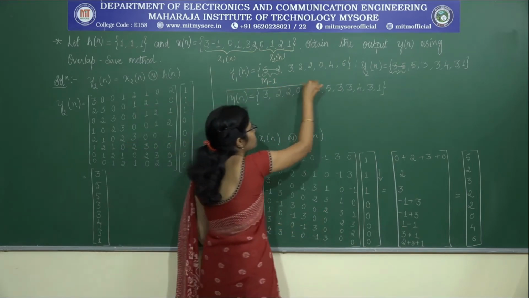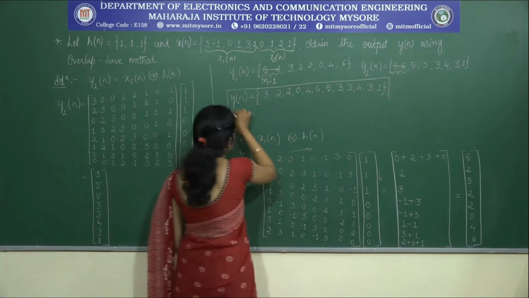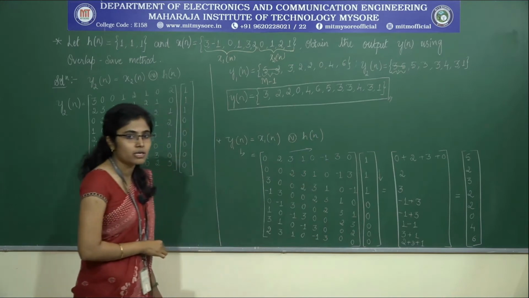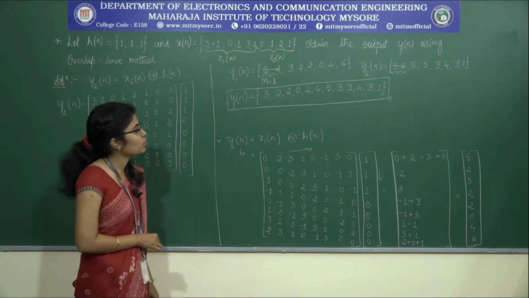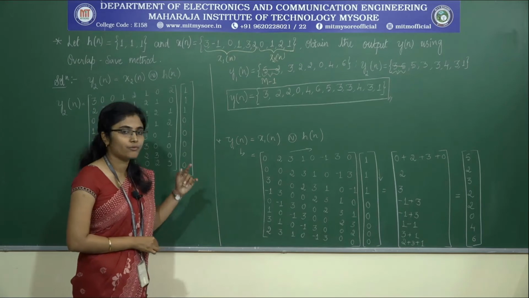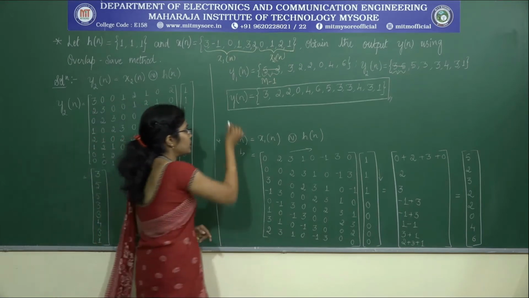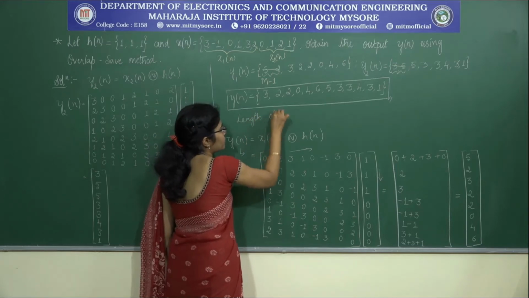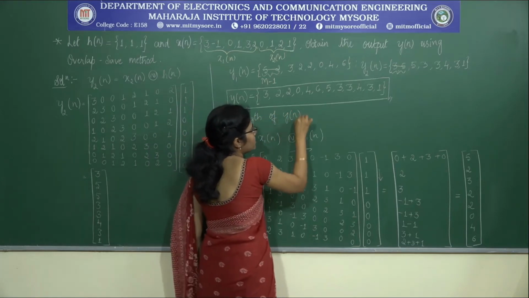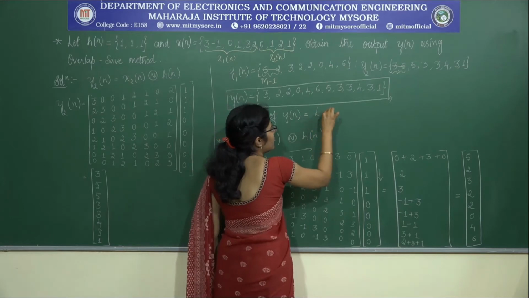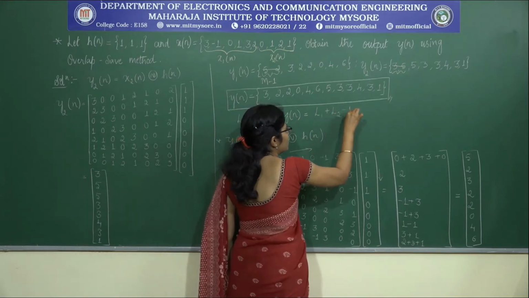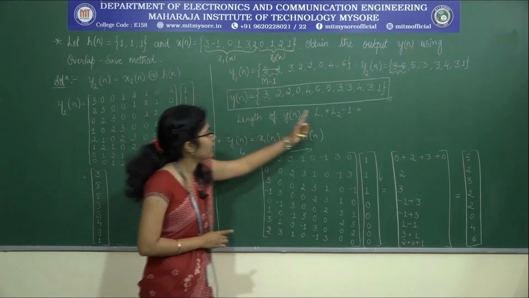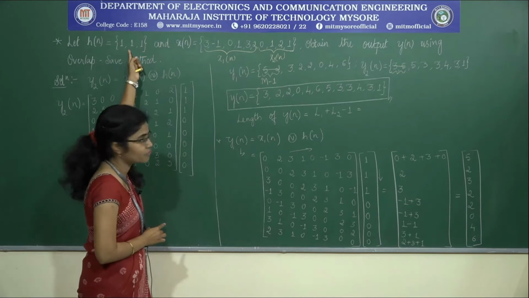So we found the output sequence y of n with the help of a linear filtering method called the overlap save method. Now, in order to verify whether the length of y of n is correct or not, there is a formula to find the length of y of n, that is, length of y of n will be equal to L1 plus L2 minus 1.